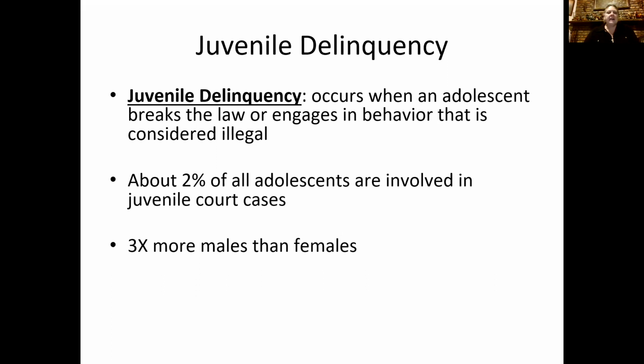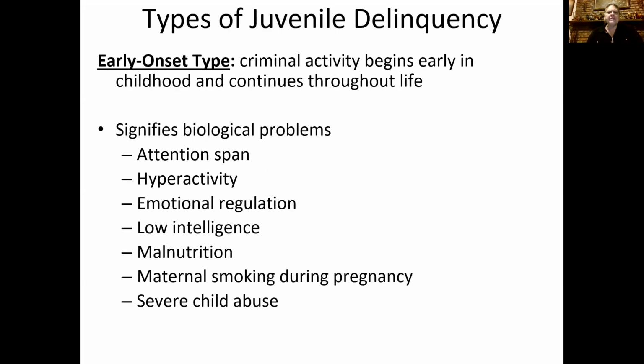All right, juvenile delinquency. This occurs when an adolescent breaks the law or engages in behavior that is considered illegal. And we talked about different types of juvenile delinquency in our last lecture. About 2% of all adolescents are involved in juvenile court cases. So, you know, it's not a huge percentage of the court cases. However, males are 3 times more likely than females to be involved in juvenile delinquency. There are different types. There's that early onset that we talked about before, which is criminal activity beginning early in childhood and continuing throughout life.